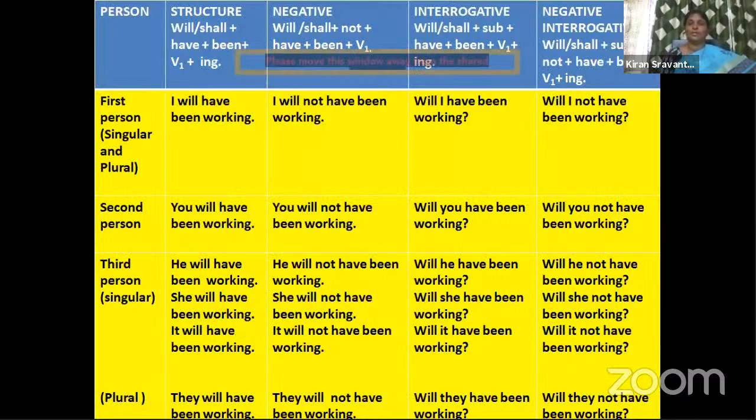Then again, will or shall plus have plus been plus V4. So coming to first person, first person singular I and plural we. You can write the plural structure like I will have been working, we will have been working. Then coming to second person, you will have been working. Third person, he will have been working, she will have been working, it will have been working. Plural, they will have been working.